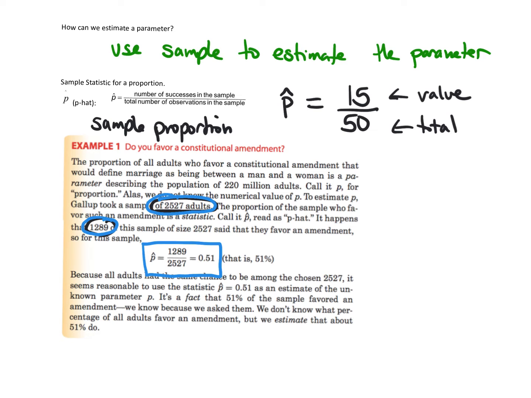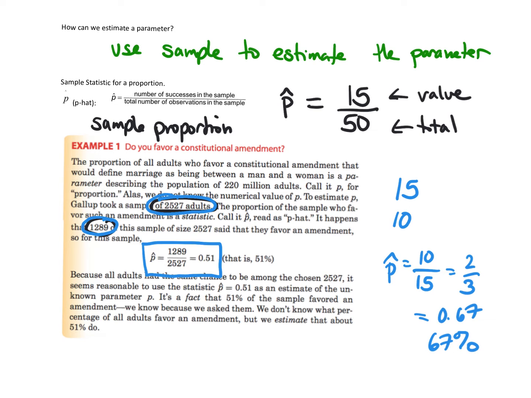So in general, this is how you find your p-hat. If we have 15 students in our class, and let's say that 10 of you are in favor of less homework, then our p-hat would be 10 out of 15, which is 2/3, which is 0.67, which is 67%. So we would say 67% of the class is in favor of less homework. Now, depending on your population, that doesn't mean the whole population would feel that way, just this percentage that we have.